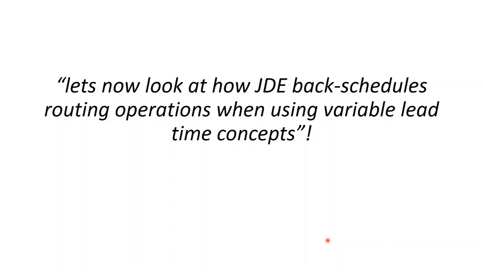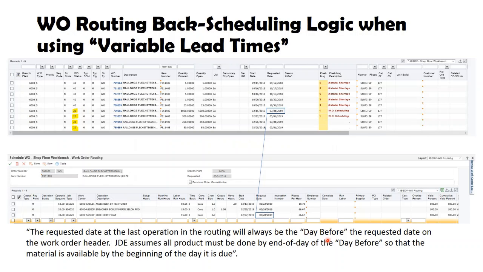Let's now look at how JD Edwards back schedules these routing operations when using variable lead time concepts. Now, we know we got a work order for 1,000 due with a request date of 3/1, and it back scheduled it to be 2/15, 10 days. After we attached the actual routing to it, it takes always the 3/1 due date. It always loads the day before at the very last operation's request date, and then works backward.